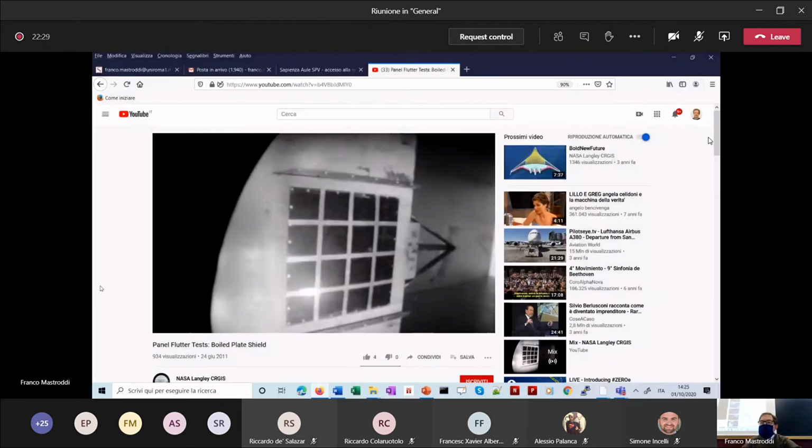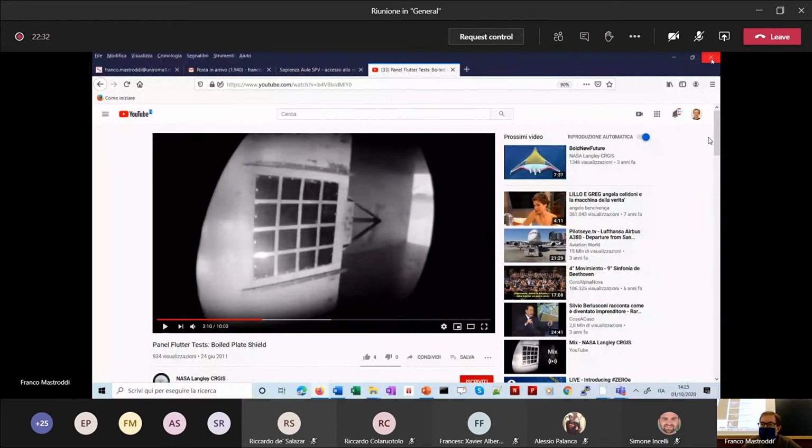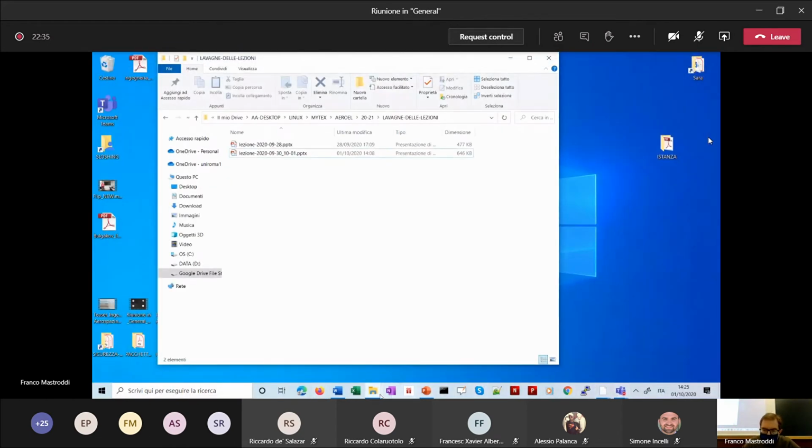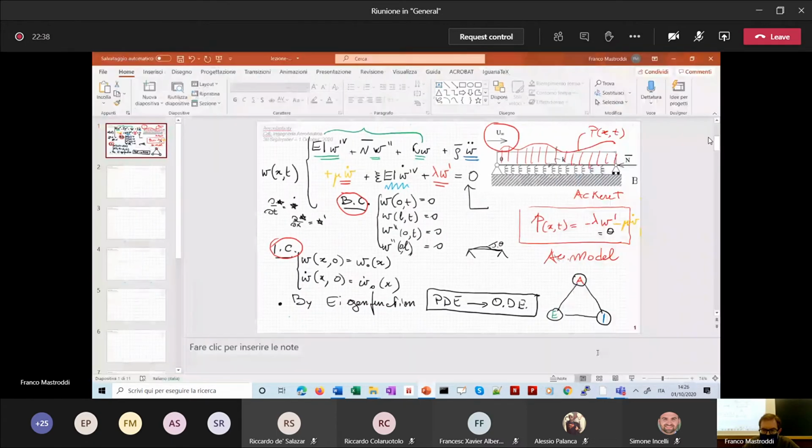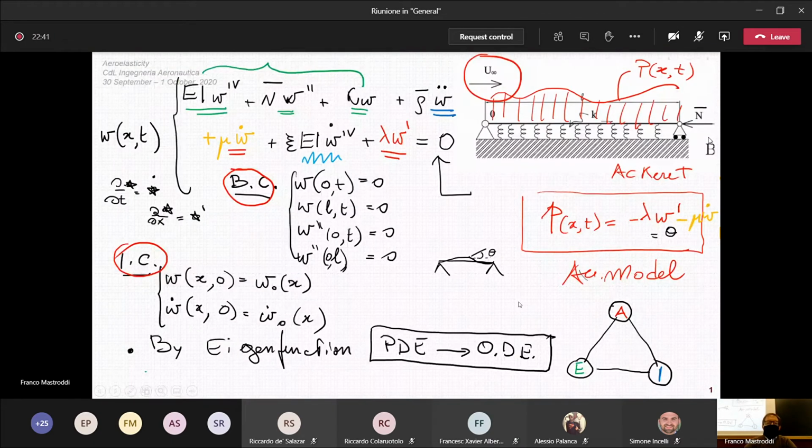So we want to study this exactly, and for this scope, the study of the system is very interesting because from the mathematical point of view, we have to study a partial differential equation. And the first step for solving this problem is to transform this PDE problem, this partial differential equation problem, into an ordinary differential equation problem, only in time. And this is a mathematical approach, also known as the eigenfunction method.